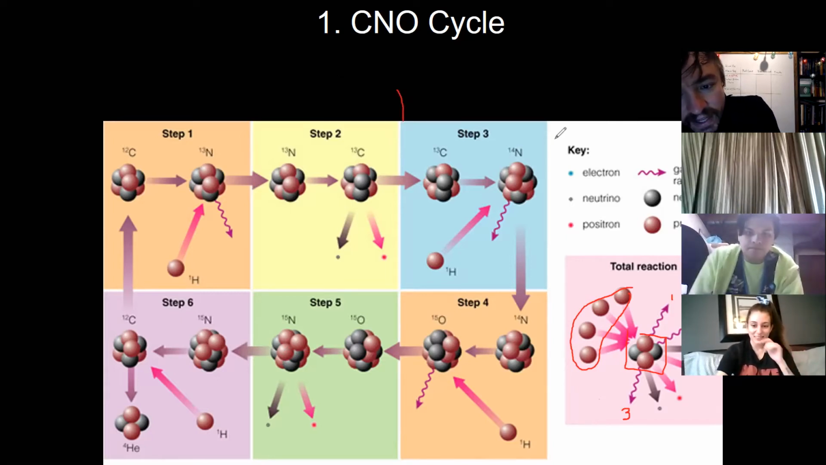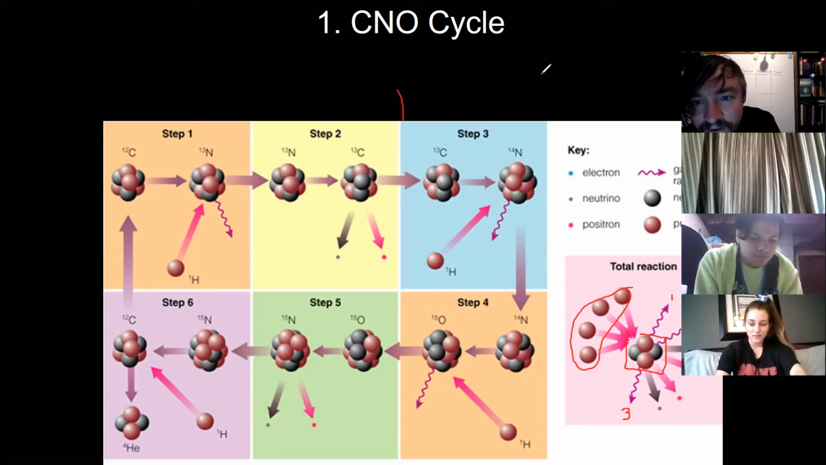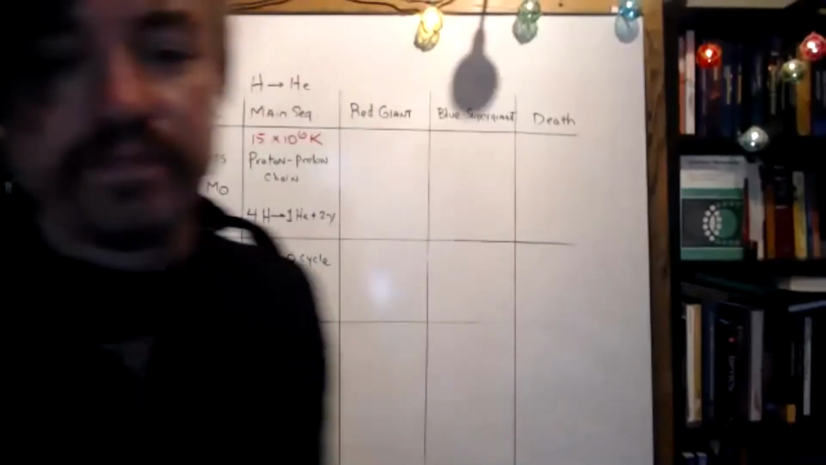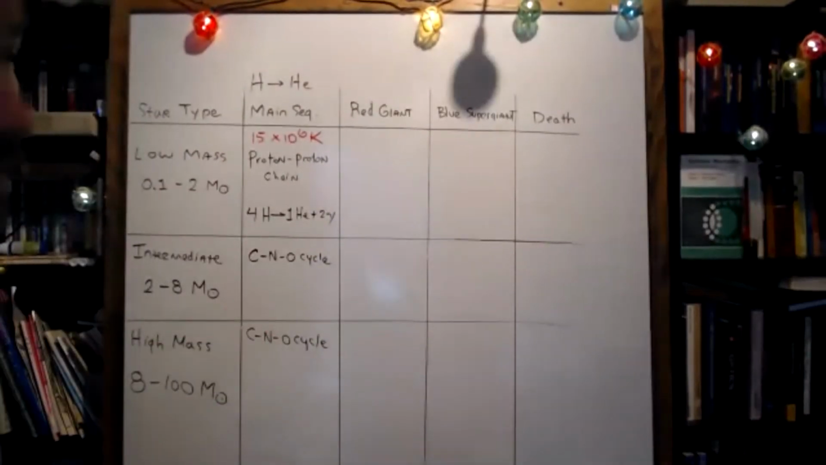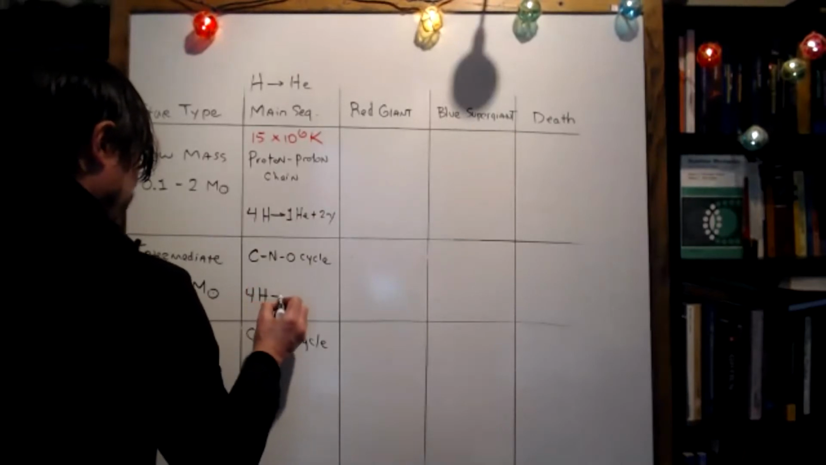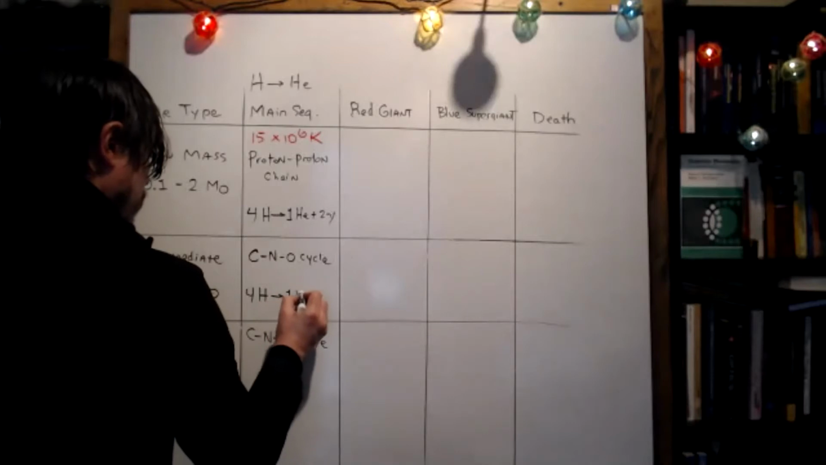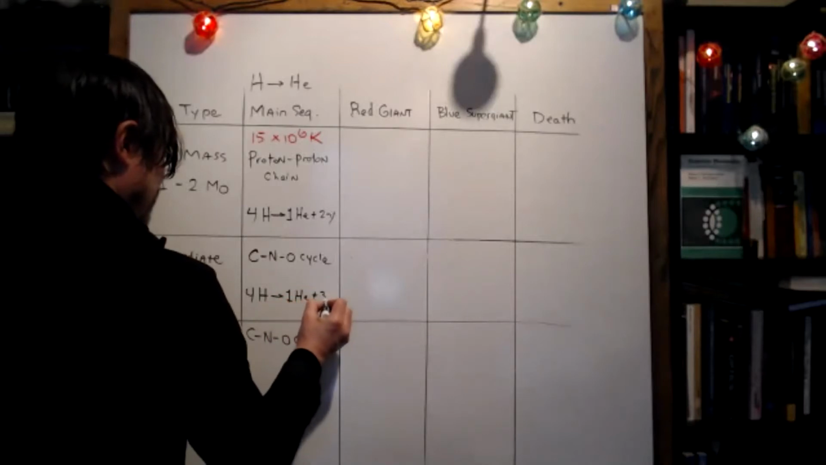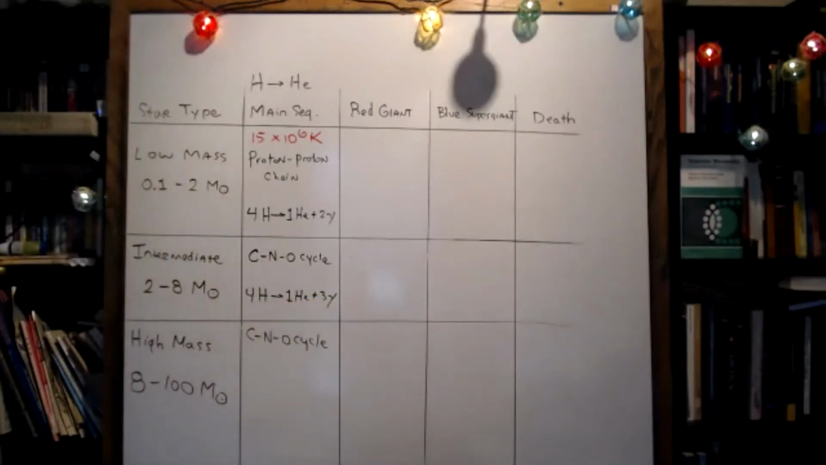Wait, hold on. Someone had the right answer. Was that Cam? Yeah, Cameron recognizes this as a 50% increase or a 50% yield, right? So keep in mind that if we go to 4 hydrogens, 1 helium plus 3 gamma rays.